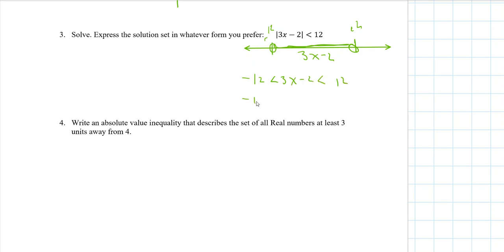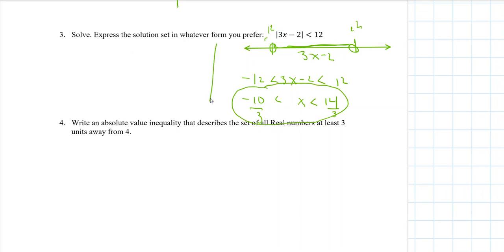Add 2 to all three pieces. You remember when you add 2 to a negative, you're heading back towards 0. So that's minus 10. On this side, it goes away from 0 the other way. That's 14. Divide through by 3, you get minus 10 thirds is less than x, which is less than 14 thirds. Or if you like, you could draw a number line, graph it that way.